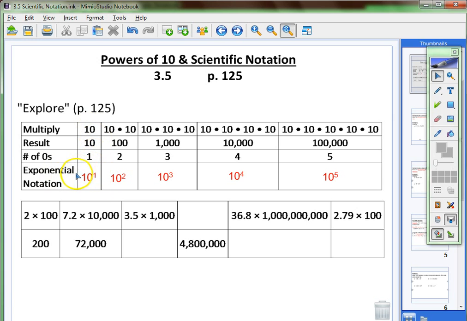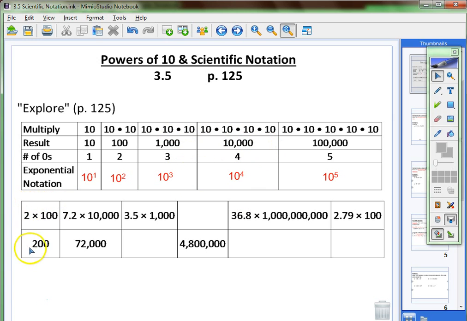So 10 is just 10 to the first power. 10 times 10 is 10 to the second power. And then we have 10 to the third, 10 to the fourth, and 10 to the fifth. Notice that the exponent for each of these matches the number of zeros in the problem. So when we did 10 times 10 times 10 times 10 and we got 10,000, which has 4 zeros, and is 10 to the fourth, the 4 exponent tells us how many zeros there are in the problem. And this is very helpful for what we're doing today.